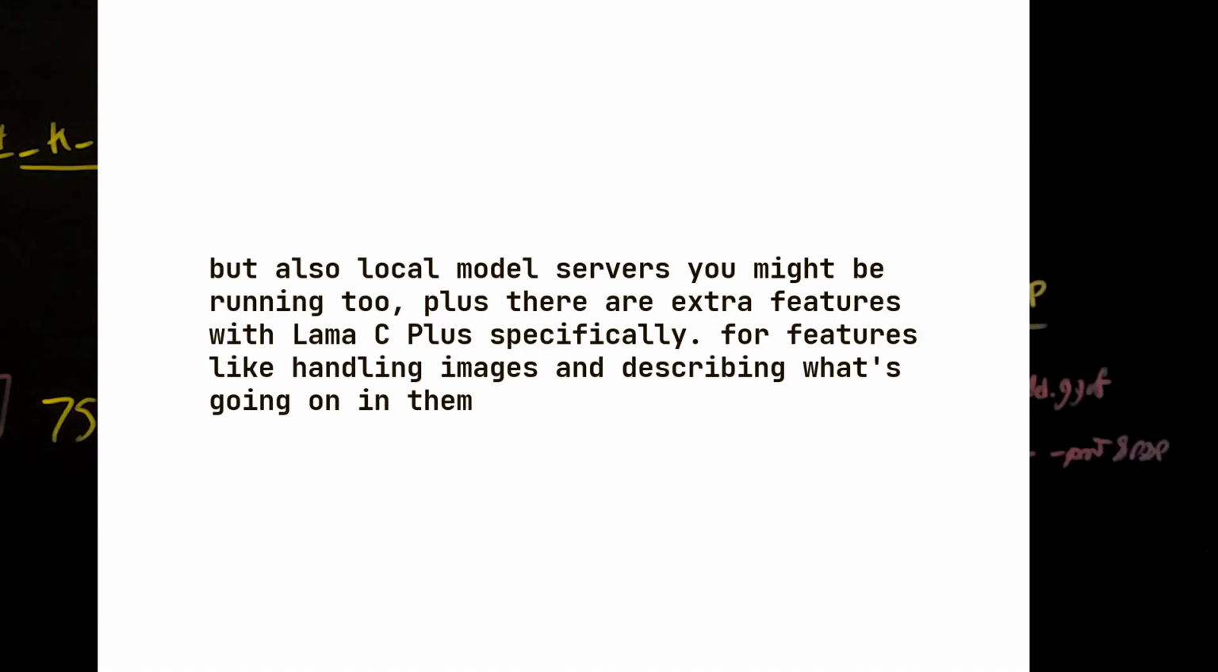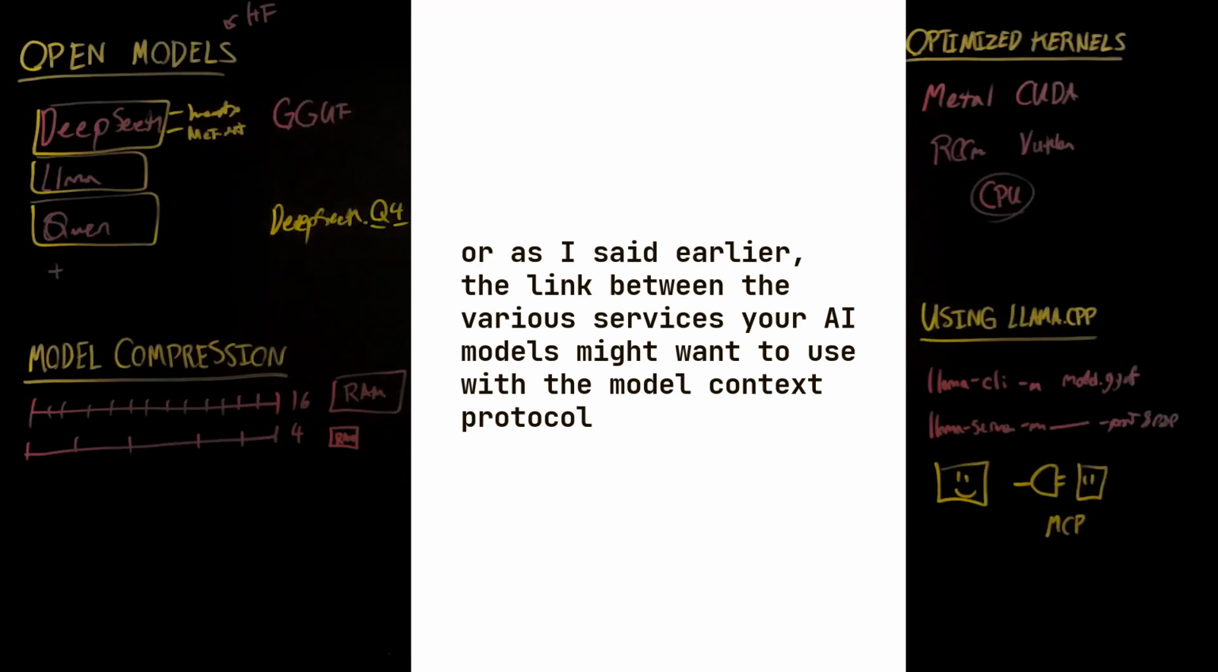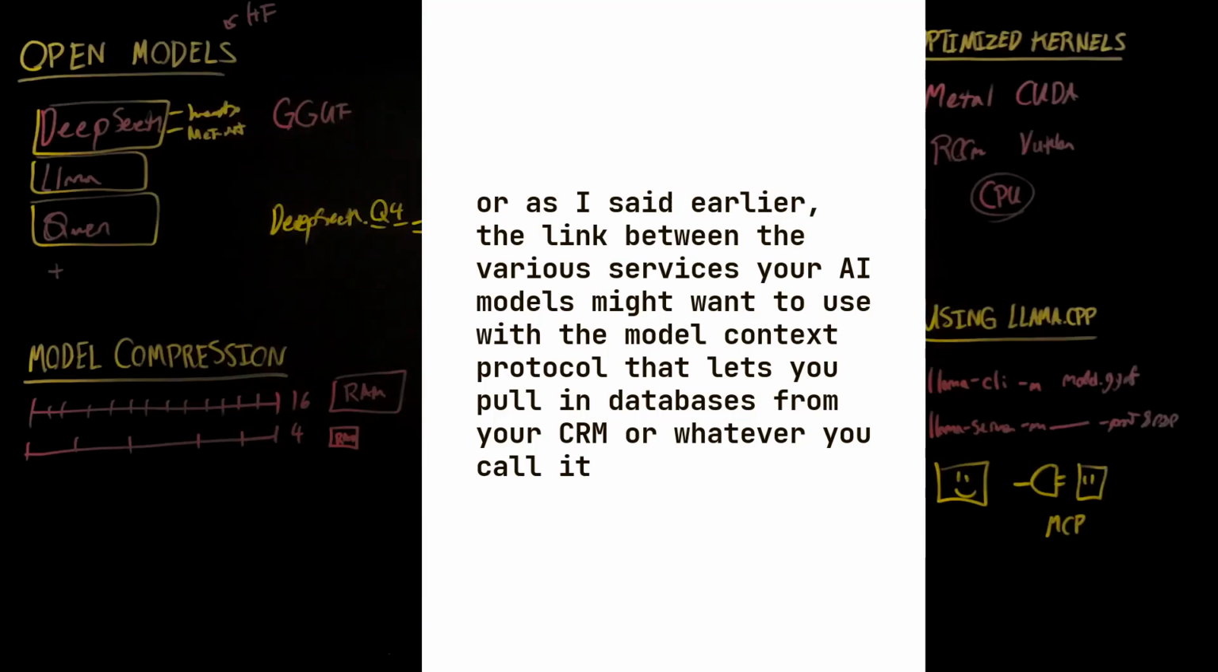Plus, there are extra features with llama.cpp specifically. For features like handling images and describing what's going on in them, or as I said earlier, the link between the various services your AI models might want to use with the Model Context Protocol that lets you pull in databases from your CRM or whatever you call it.